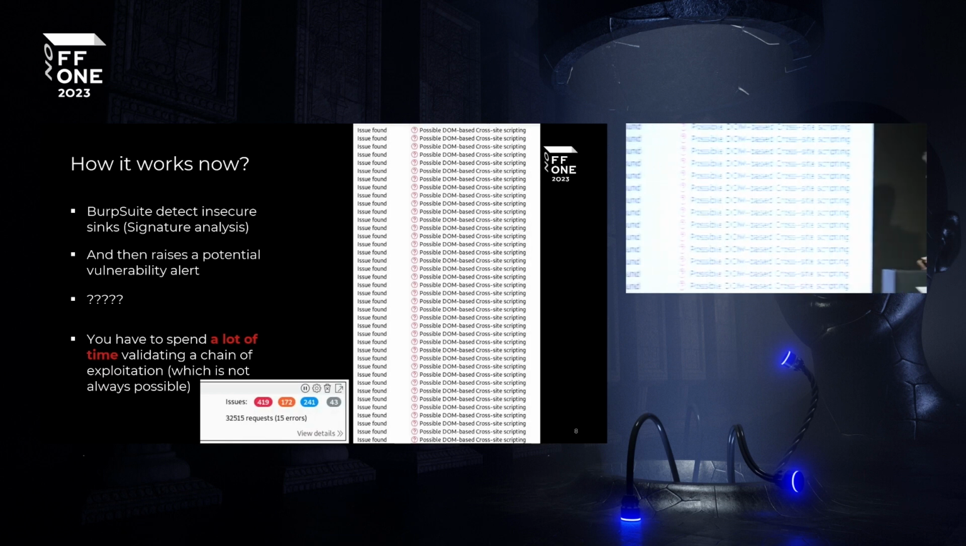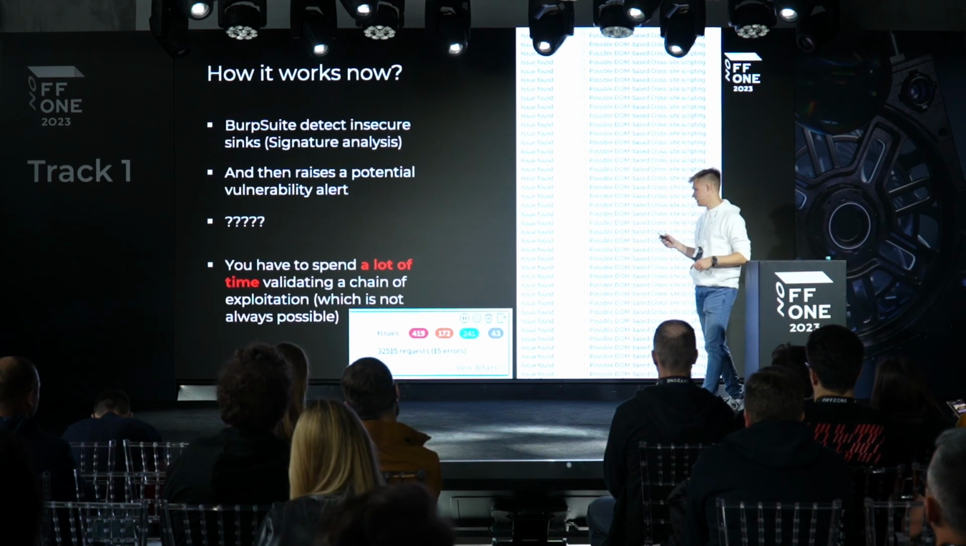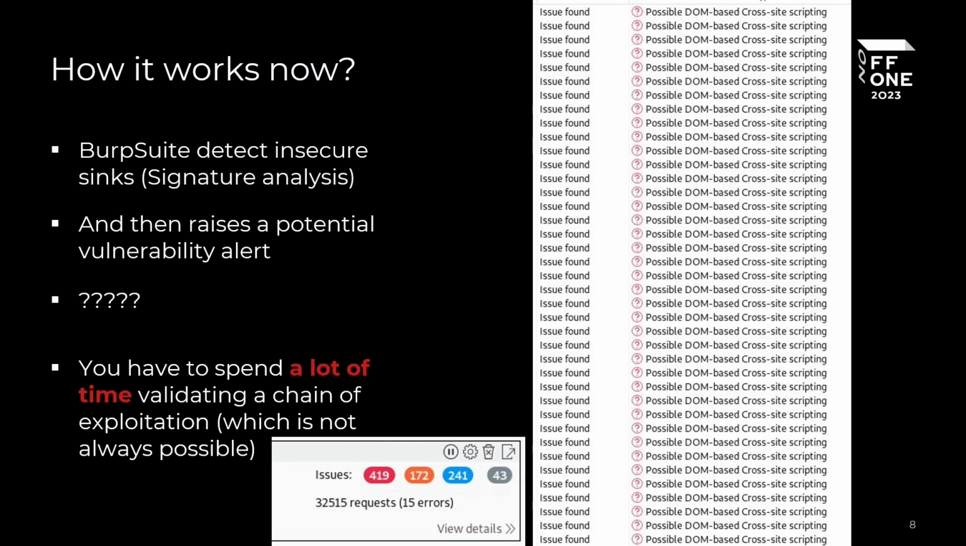This is what we get after scanning. These are screenshots from one of the real-life projects. We found about 419 vulnerabilities. How many of them do you think were actually exploited? 5? A good guess. 3. Another good guess. 2. 0. Bingo. None of them were exploited.